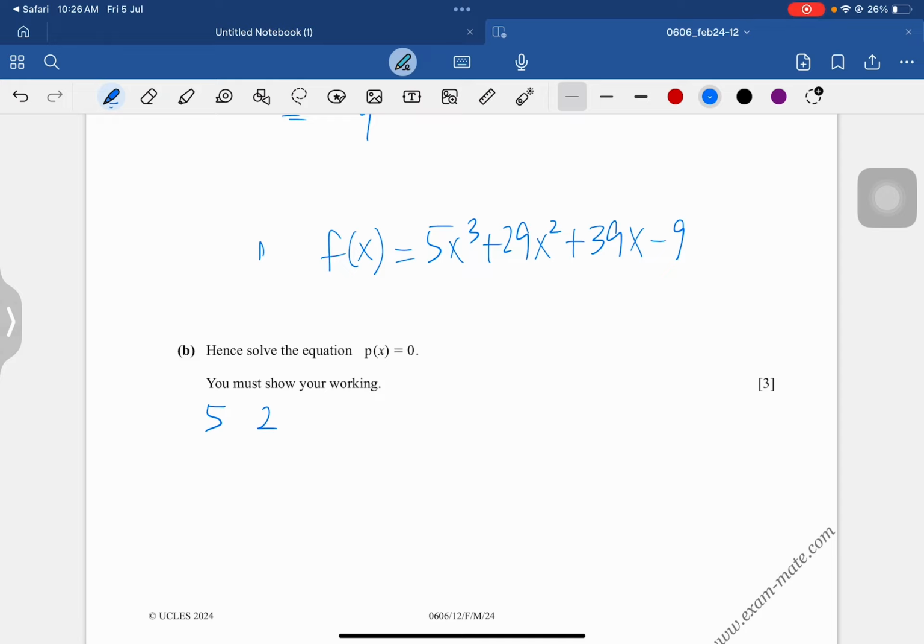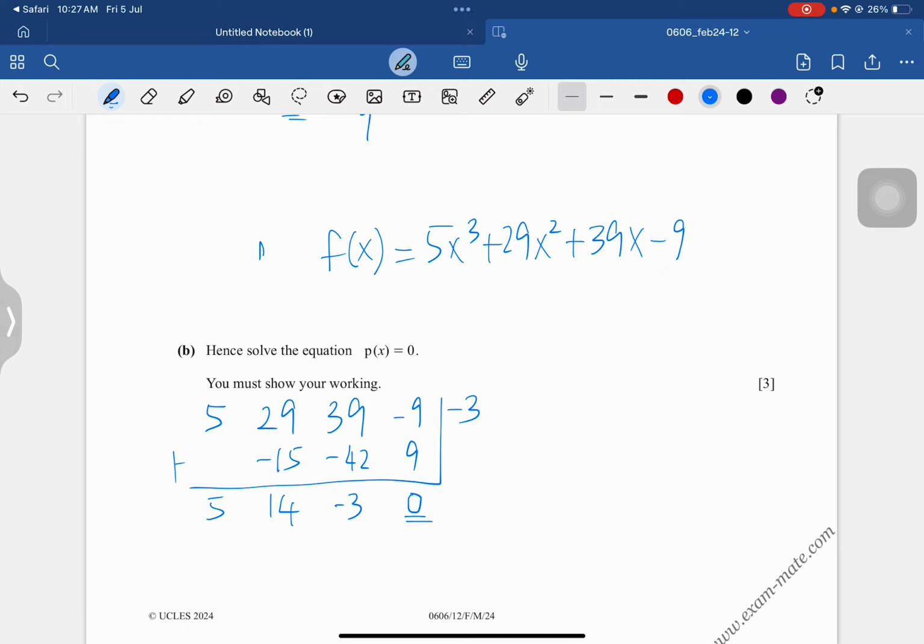5, 29, 39, and minus 9. Minus 3 here. 5 you drag down. 5 times minus 3 is minus 15. Here will be a plus, which turned out to be 14. 14 times minus 3 is minus 42. Plus together will be minus 3. Minus 3 times minus 3 is positive 9. And up. The remainder is 0.